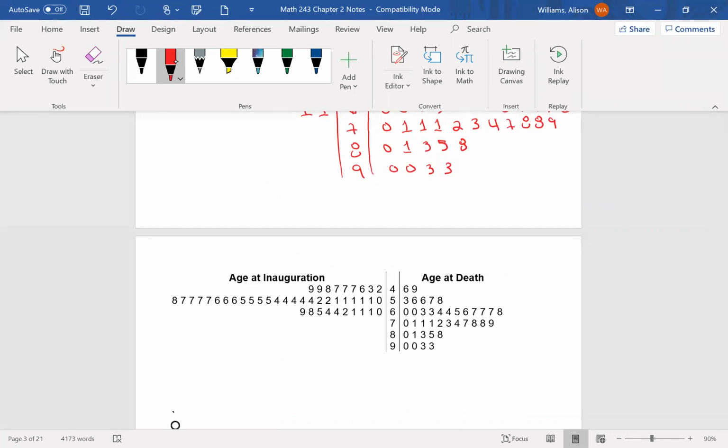And then for death, it really varies wildly. Now we know that some were assassinated prematurely, but yeah, that's how we would look at a side-by-side stem plot.